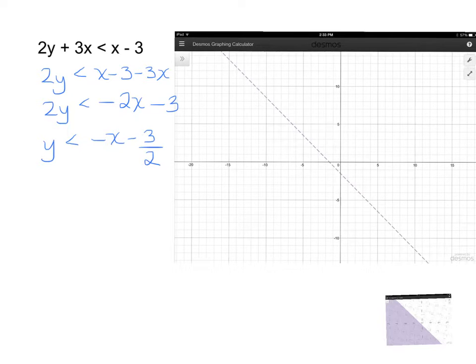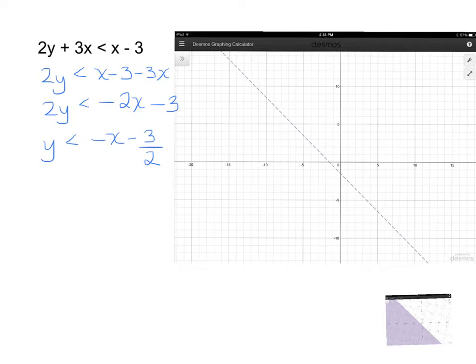Right. This one doesn't include equal to, so this is just y is less than. The other one was y is greater than or equal to. If it's equal to, then the boundary line is a solid line. If it's not equal to, then the boundary line is a dotted line.